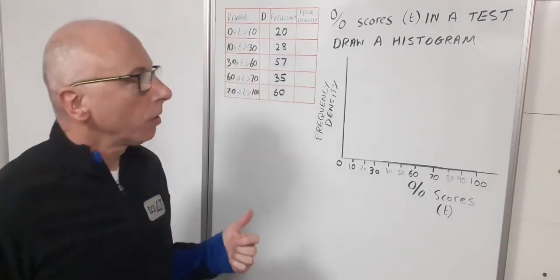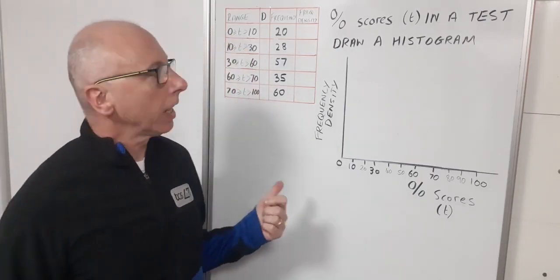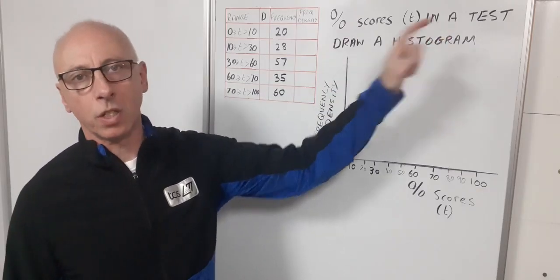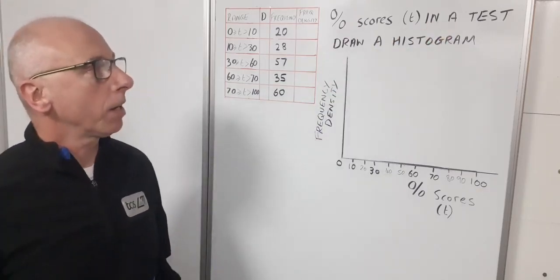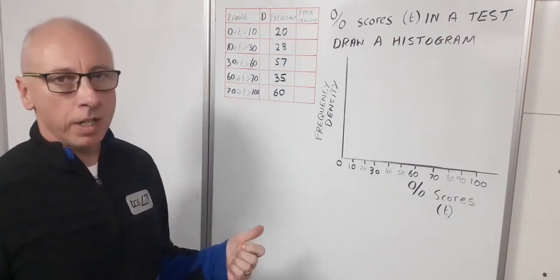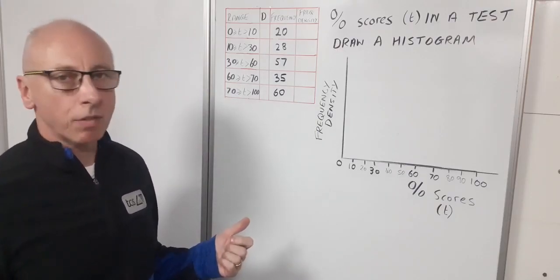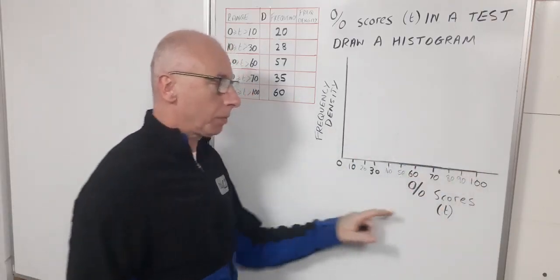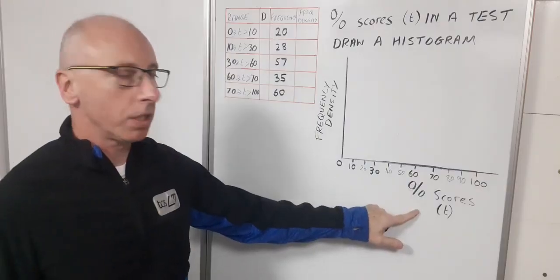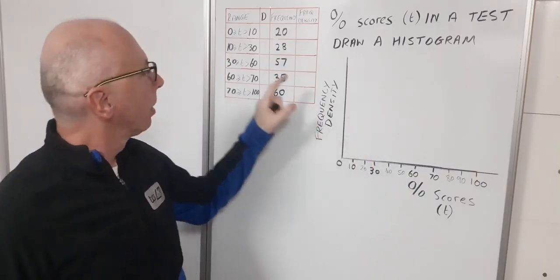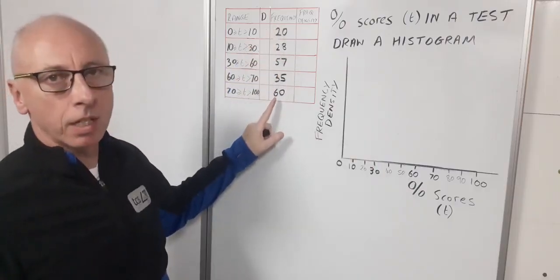So in this question, we're going to draw a histogram. The histogram we're going to draw here represents the percentage scores in a test, so we're going to make some kind of graphical display of that. What's required for a histogram is the bars that go up from this bottom line, which is the percentage scores. They must represent an area which represents the frequency.